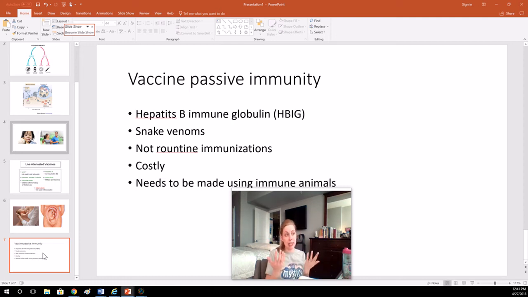Basically what they have to do is they have to have a snake that has the immunity, and then they have to harvest it and collect its cells. It's very, very costly. Some hospitals do keep it, like large teaching facilities. However, they're only going to have one dose. So we have to call in a dose if somebody comes in needing snake venom antidote. Some people who have decreased immunity capacities do receive routine passive immunity because they might not be able to, in someone with AIDS or cancer, they might not be able to create active immunity.